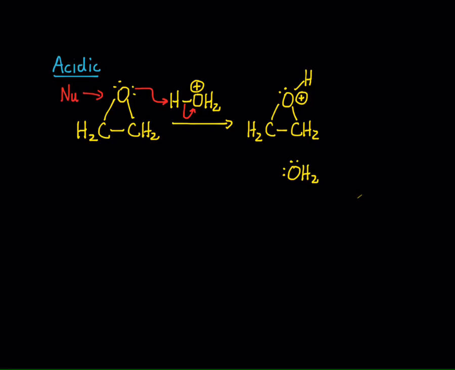Now, what have we done there? Basically, we've made a good leaving group. Just like in substitution reactions, now the oxygen can leave relatively easily, and we don't need as strong of a nucleophile. Water certainly works as a nucleophile. It can attack the carbon and open up that ring, and we're left with this product. So now we have an OH on the right-hand carbon, and on the left-hand carbon, water has attacked.